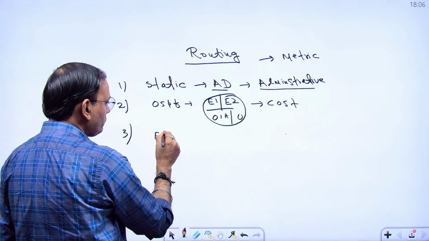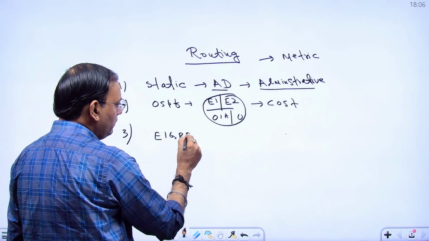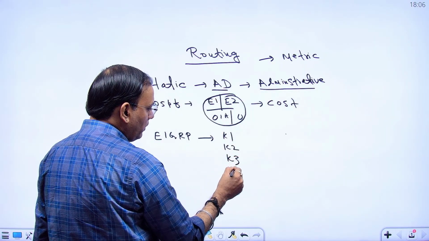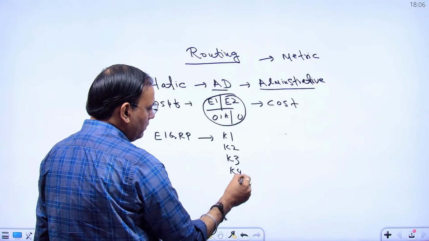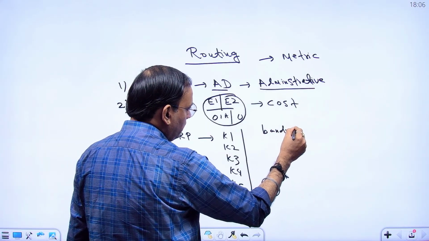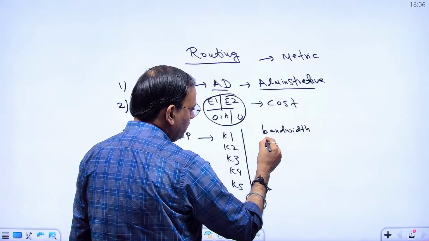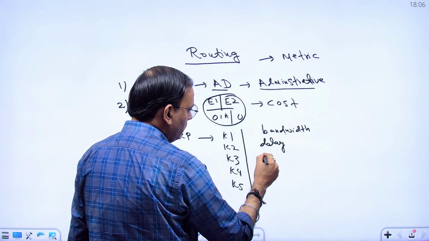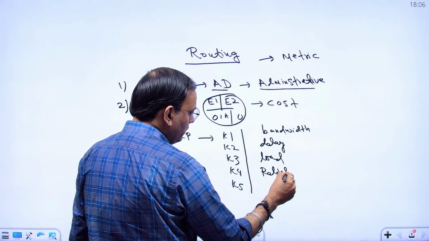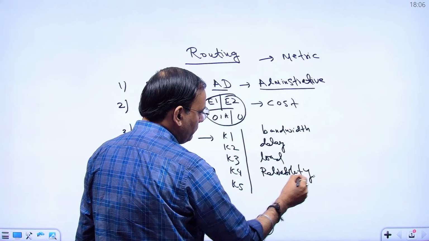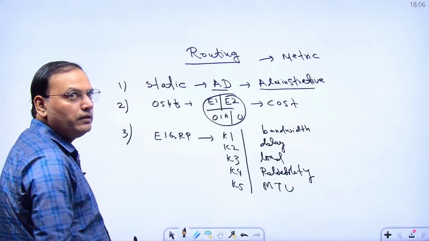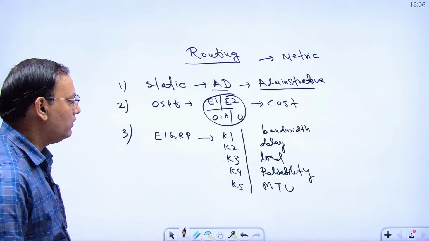Okay, cost. So the metric of EIGRP is basically K1, K2, K3, K4, K5. That is bandwidth, delay, load, reliability, and MTU. So these are the 5 factors by which we can change the EIGRP metric.